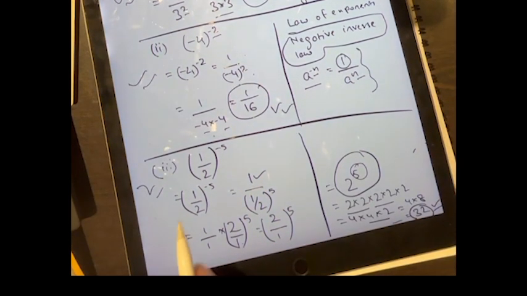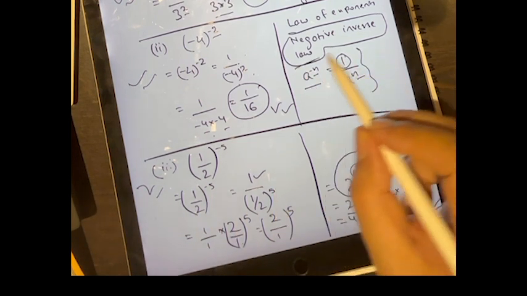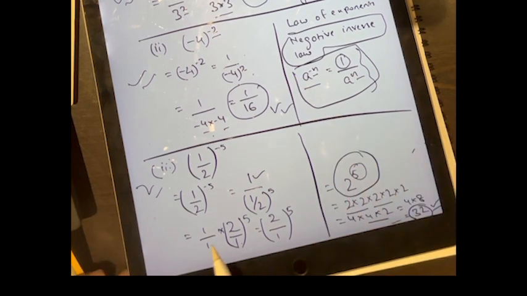The third question under this particular category was 1 by 2 raised to the power of negative 5, and when you did the maths again, which is basically converting the negative exponent into the positive one with the help of the same law here, it came out to be 2 raised to the power of 5. Alright, so we have solved 3 questions so far. Let's move to the next question that we have.